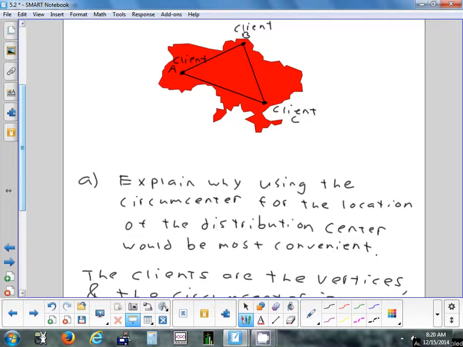And if you have more than 3, then the problem gets a little bit more complex. If you had 4, you can't just connect them and make a quadrilateral and figure it out as easy. Or even worse, if you had 5, 6, or 10, even more. But for 3, it's pretty easy to figure out. 2 is also very easy to figure out. That's just your midpoint.